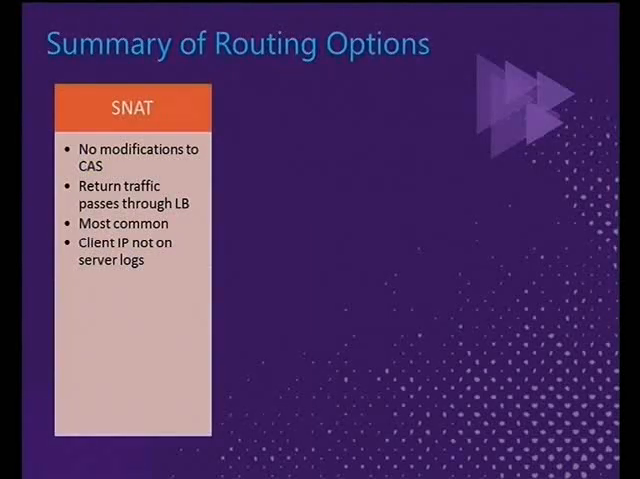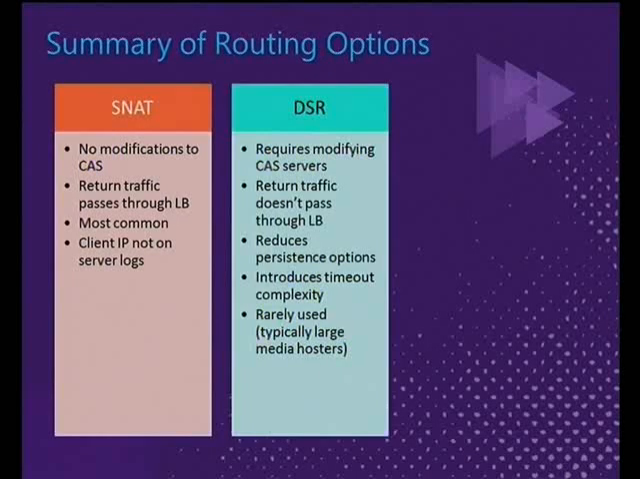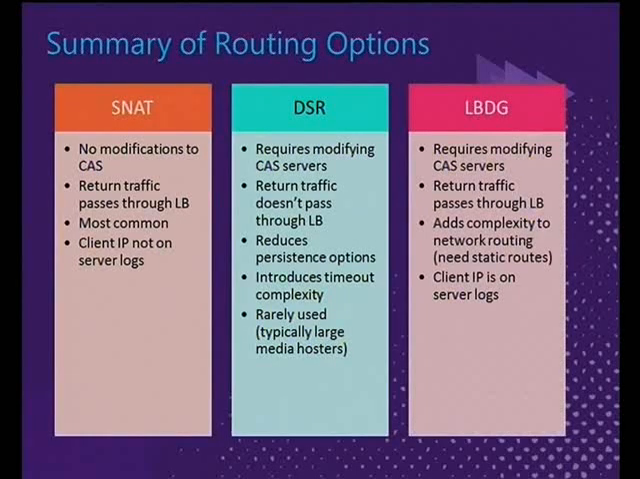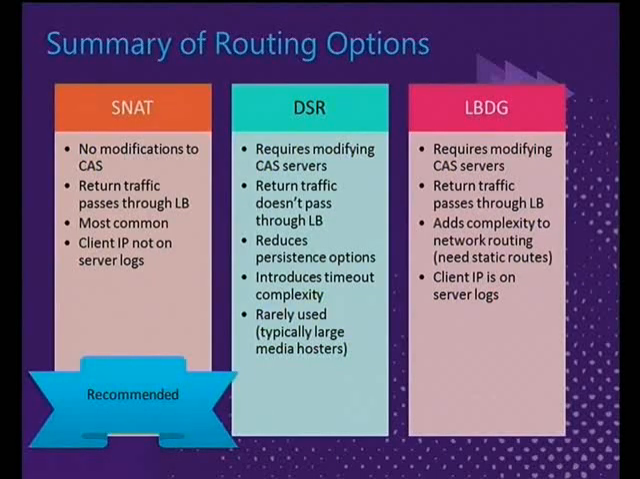So that's a lot of information on these routing options. Again, there's 3: SNAT, which we've given you the scenarios for, direct server return, which has some pros and cons, and load balancer default gateway, again with some pros and cons. If you're looking for the quick summary, we put a slide up there, and we also called out what we typically recommend for customers to deploy in their Exchange 2010 infrastructure.